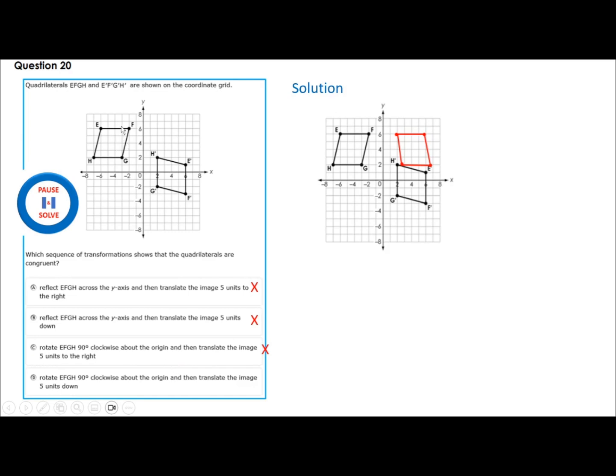See, if I rotate this 90 degrees, I get to here. Okay? And then translate the image 5 units to the right, go again here. That doesn't work either, okay? So now look at the last one.